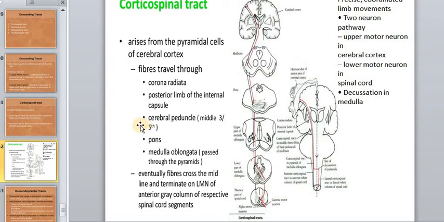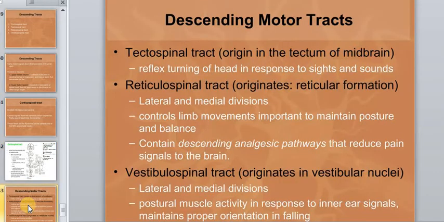cerebral peduncles, the pons, and the medulla oblongata. Eventually fibers cross the midline and terminate in parts of the gray matter columns of the respective spinal cord segments and some neurons. And next, descending motor tracts.